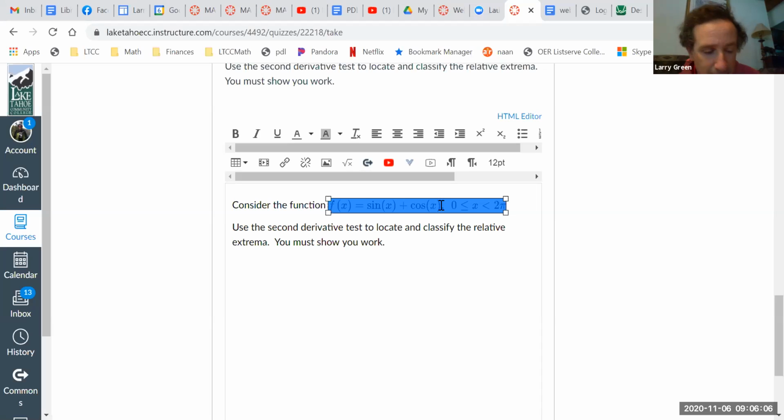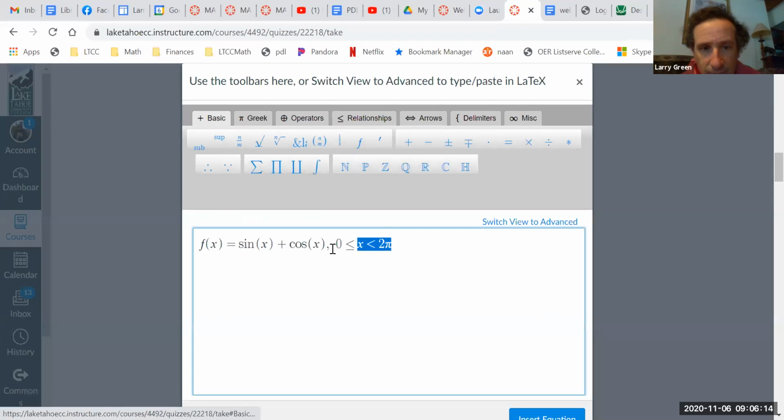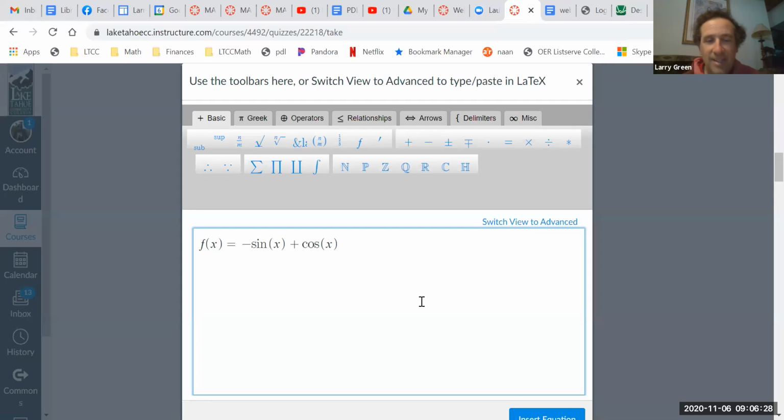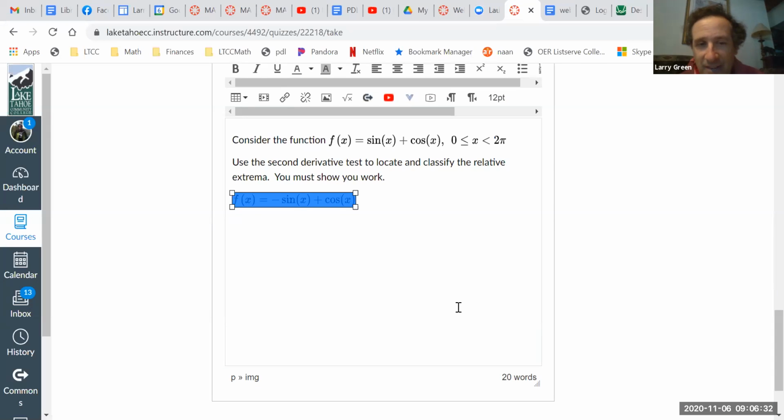I expect you all to be able to take that derivative without any stress. What's the derivative of the sine of x? Cosine of x. So I got my cosine x. What's the derivative of cosine x? Negative sine of x. So just so I can type less, I'm going to put the negative sine of x first because it's easier to type.